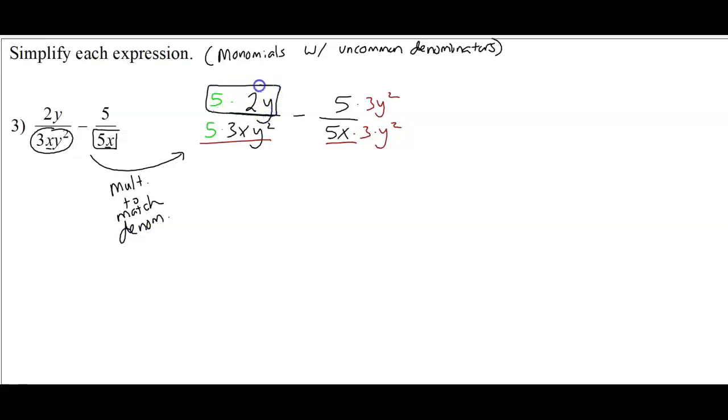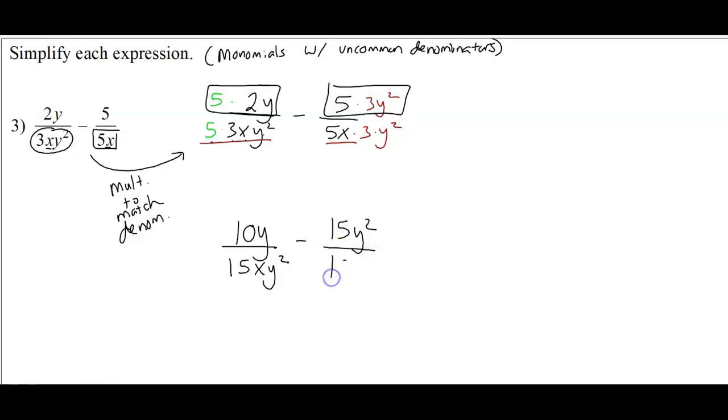So multiply these things together. 5 times 2 times y, well, that's going to be 10y. Next one, 5 times 3 times x times y squared. That's going to be 15xy squared. Same thing on the other one. Multiply these together now. So we have 15y squared, and on the bottom we have 15xy squared. And at this point, they should have a common denominator.